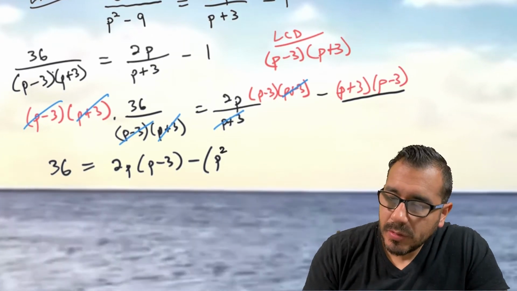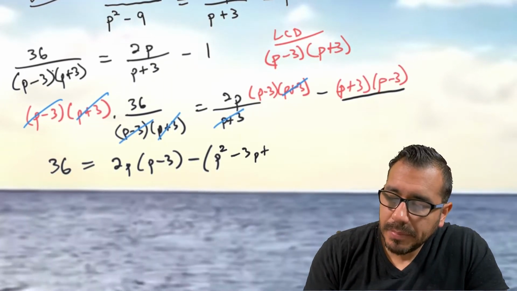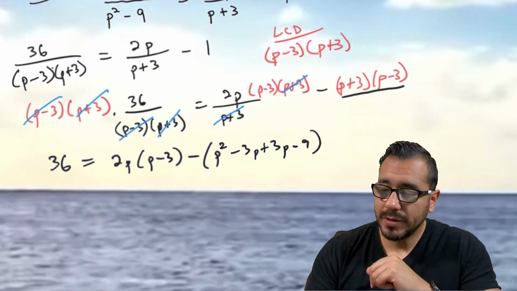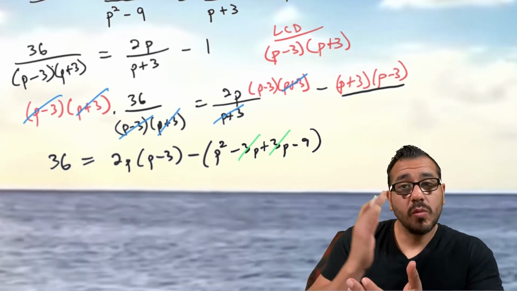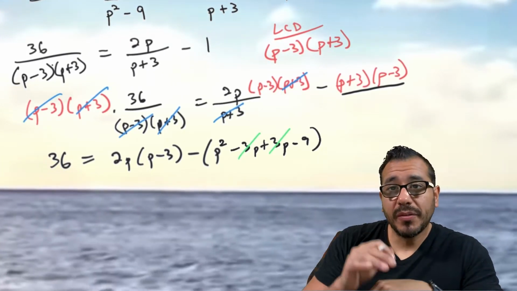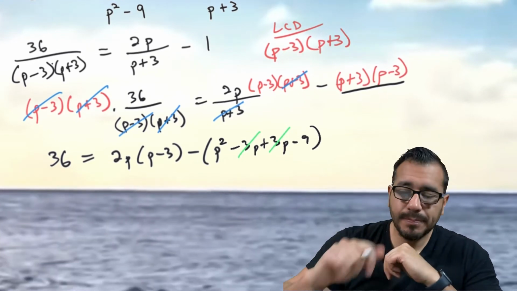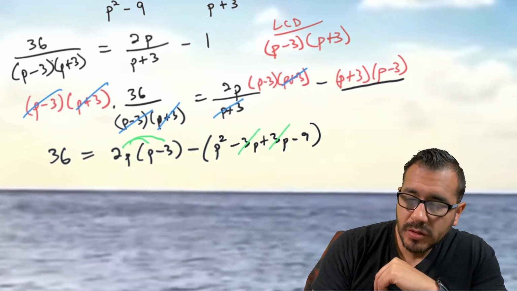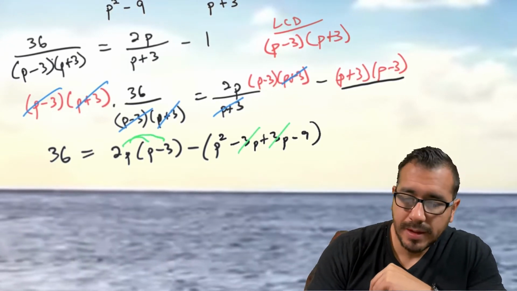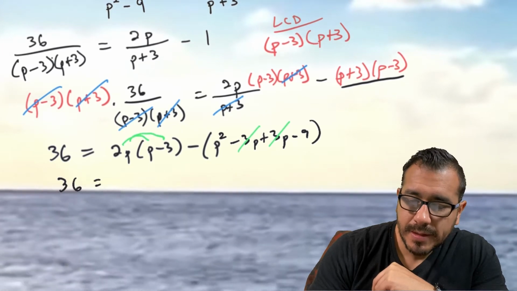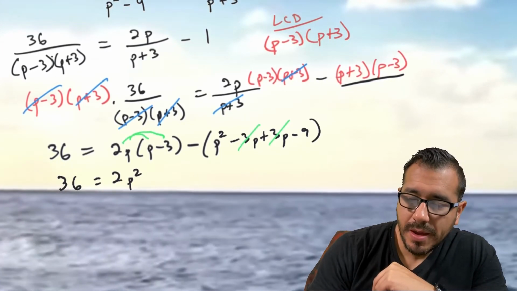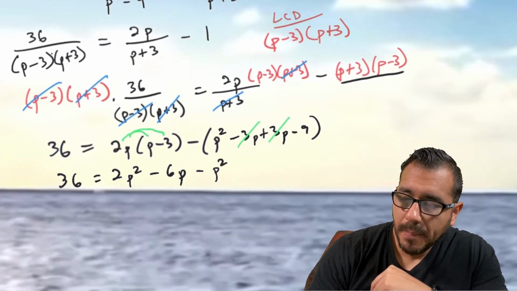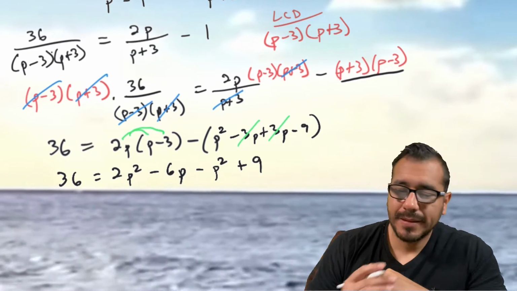So I'll get p squared minus 3p plus 3p minus 9 in parentheses. And of course, these will cancel because one's negative and one's positive, right? But if you want to do that in scratch work, that's a good idea. All right, so let's go ahead and distribute. Let me distribute that 2p. And so let's see what we're left with, Dr. Math. We got 36 equals 2p squared minus 6p minus p squared plus 9, right?